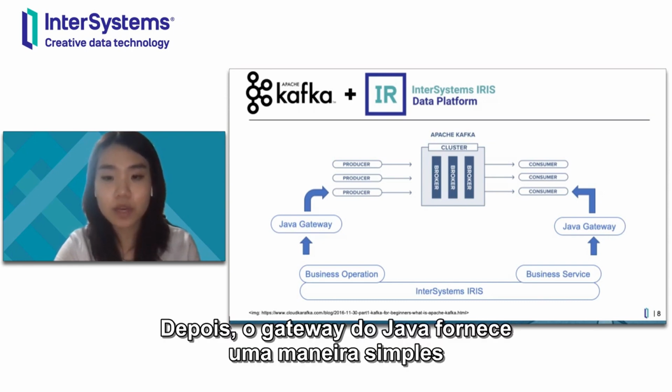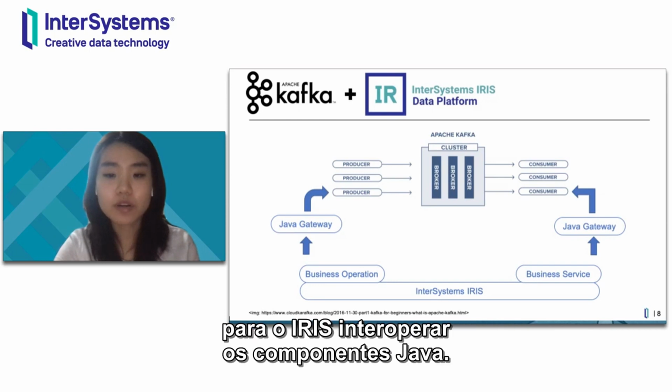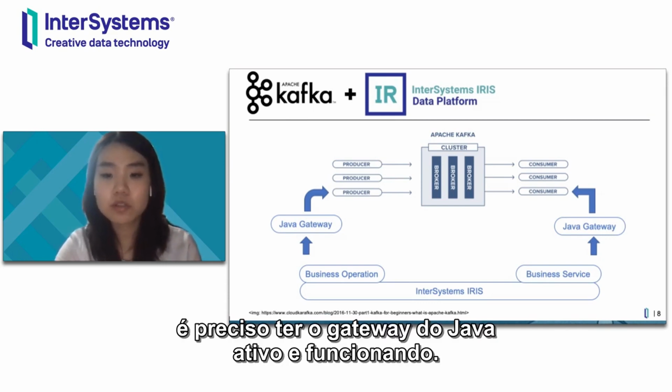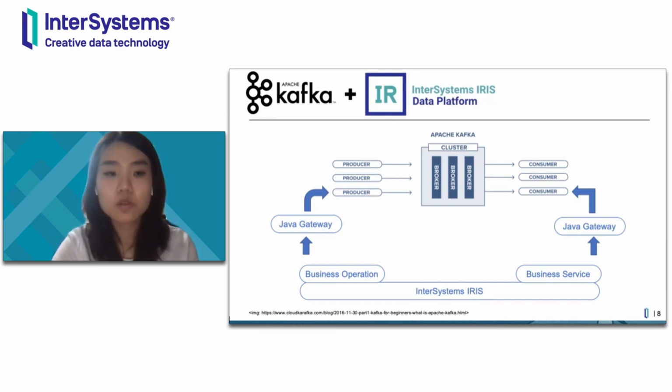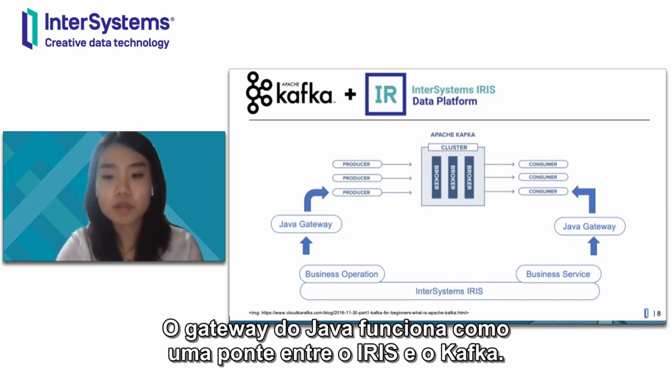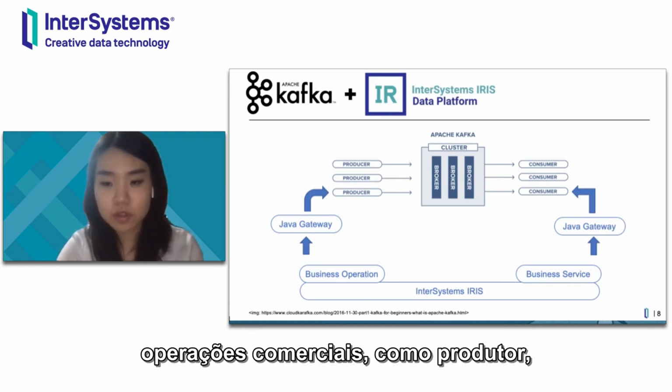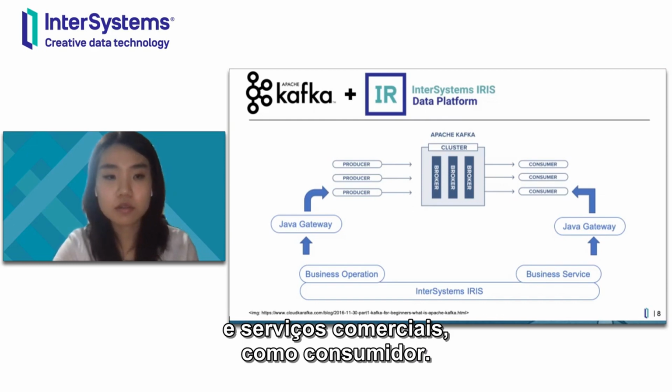Then, Java Gateway provides an easy way for IRIS to interoperate with Java components. In order for this integration to work, we need to make sure that the Java Gateway is up and successfully running. So the Java Gateway acts as the bridge between IRIS and Kafka. So with these pieces, we're able to integrate IRIS with Kafka, business operation as the producer, and the business service as the consumer.